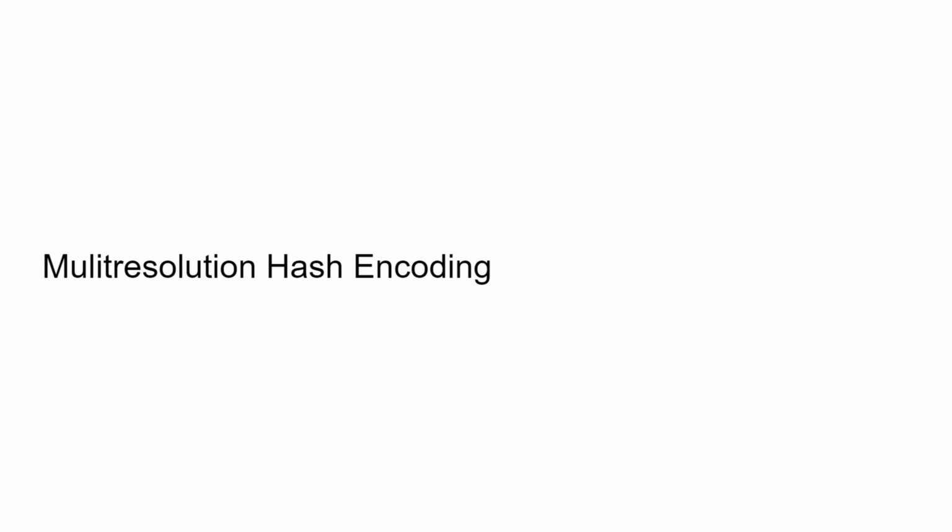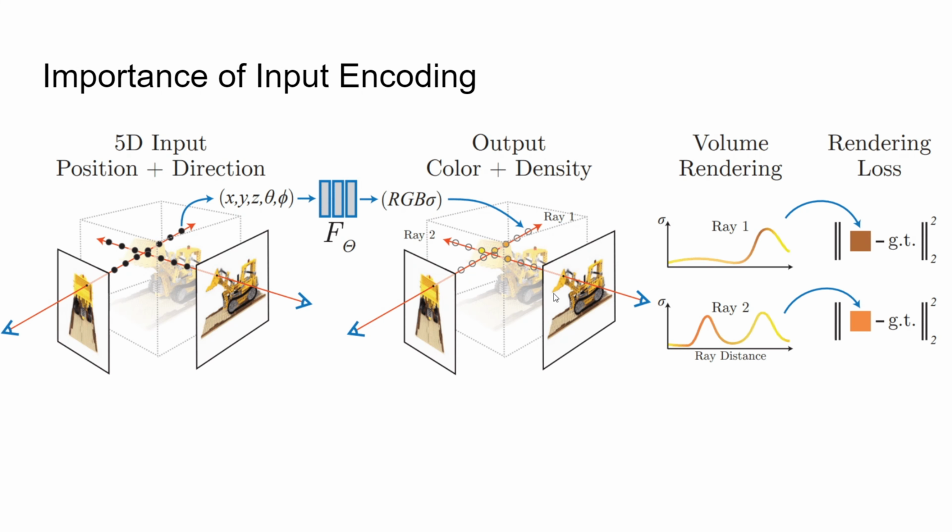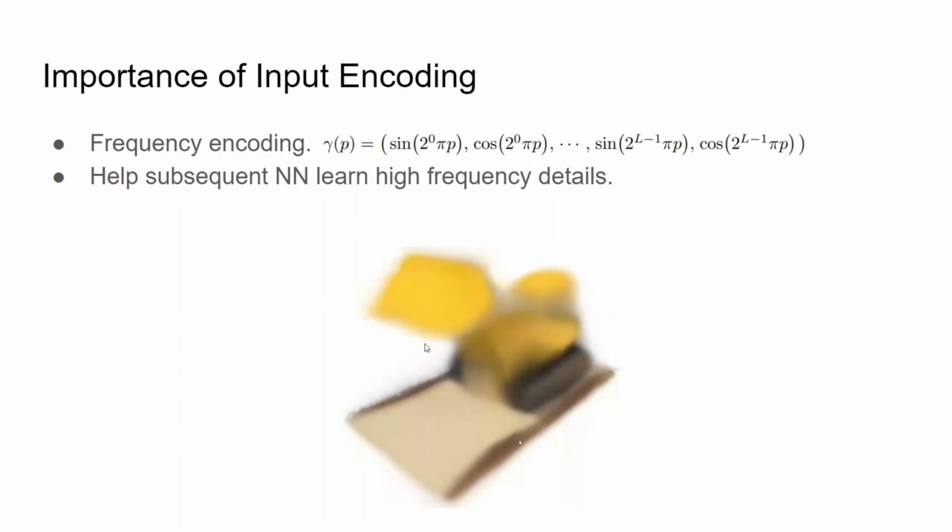I'm going to talk about the main algorithm part called multi-resolution hash encoding. But before that, I want to refresh your memory on the importance of input encoding in NeRF. Recall that before passing your input 3D coordinates and view directions to the downstream neural network, there's an important step where you transform the input into some higher dimensional space consisting of sines and cosines of different frequencies. This step is crucial in allowing NeRF to learn high frequency details, and the authors call this encoding scheme frequency encoding. Without it, your reconstruction results are probably going to be blurry.